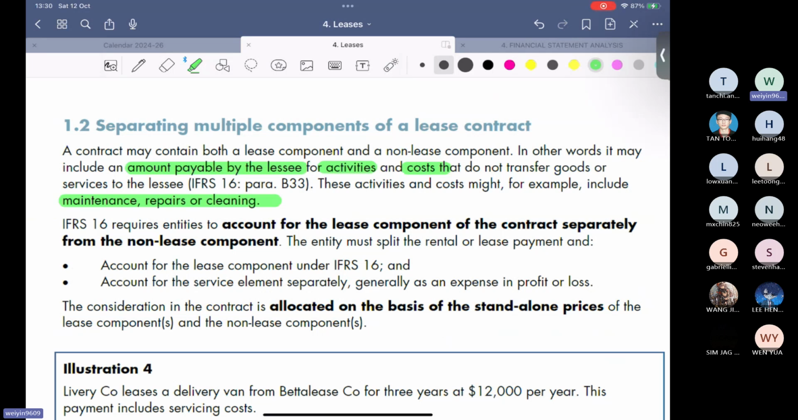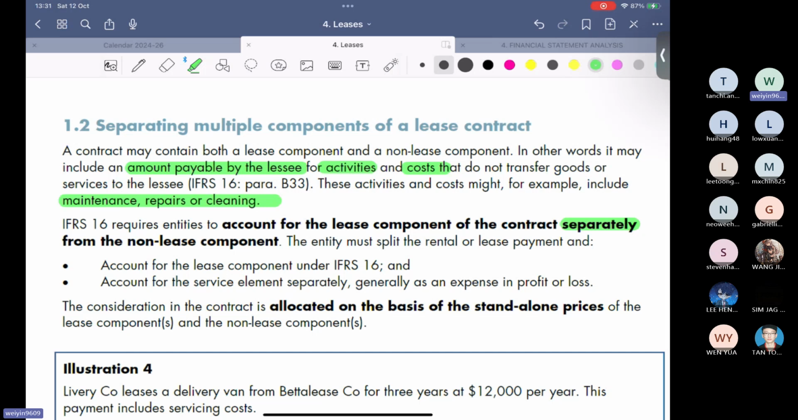Therefore, IFRS 16 requires the entity to account for the lease component of the contract separately from the non-lease component. Why? You have to always remember that the lease component is for you to identify the asset. What is the amount to be recognized as the asset? And the non-lease one will be, maybe because it's for maintenance, parked under the P&L.